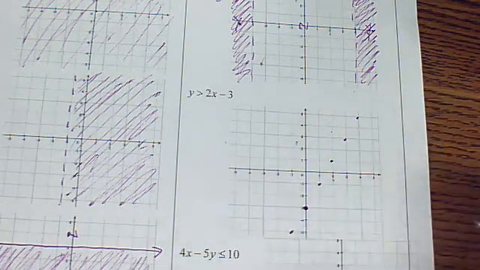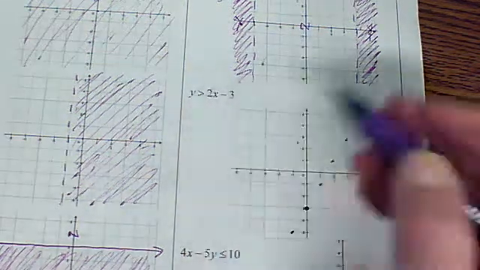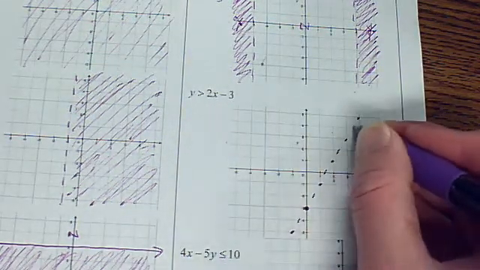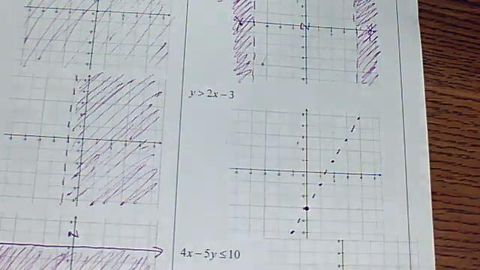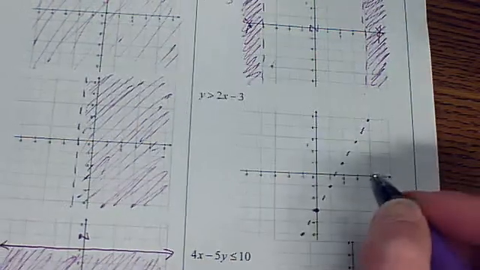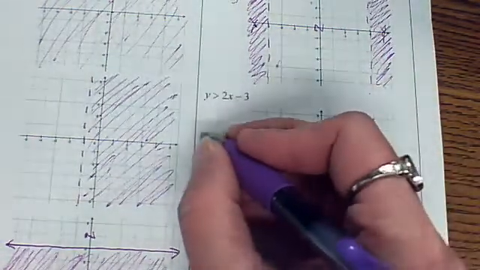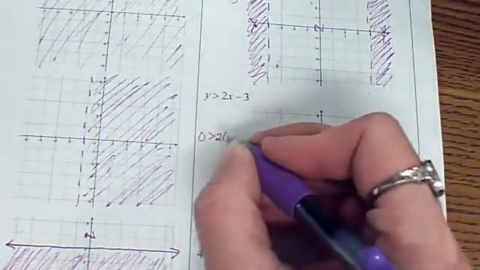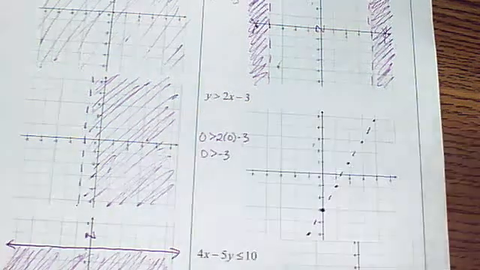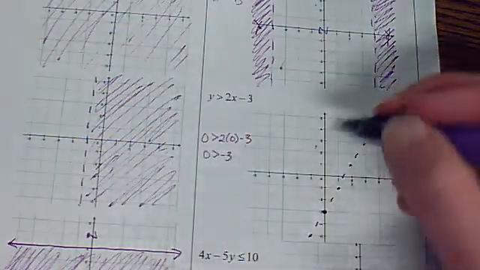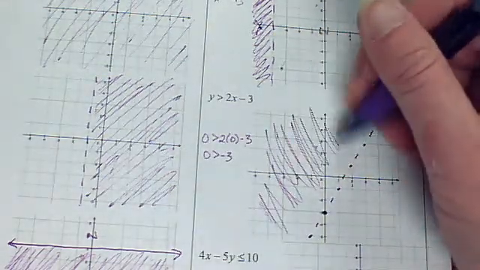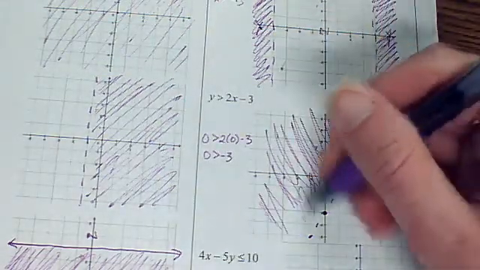Is this line going to be solid or dashed? Not underlined, so that means it is dashed. Now let's figure out which side we're going to shade on. Since 0, 0 is not on the line, that's a great point to pick. 0 is greater than 2 times 0 minus 3. 0 is greater than minus 3. Is that true? Yeah! So we want all the points on that side of the line.